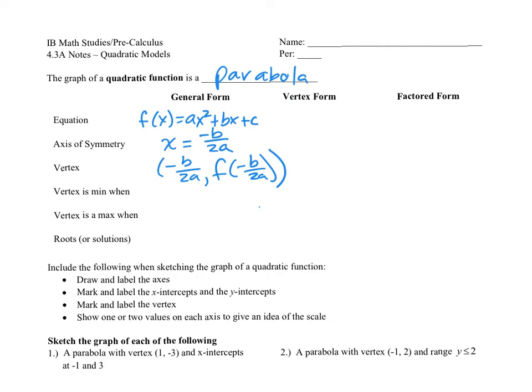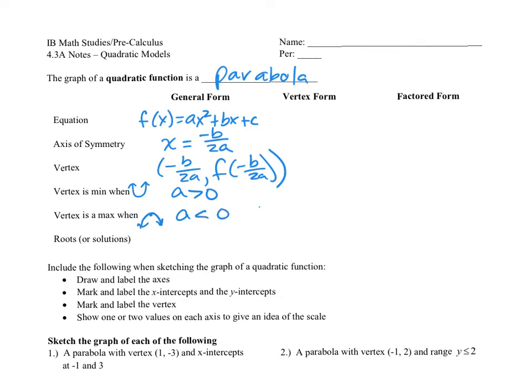You may recall that the vertex is a minimum when you have a parabola that opens upward. That means the vertex will be a minimum, and that's going to happen whenever the a value, the leading coefficient, is positive. And the vertex would be a maximum when the graph is upside down. The vertex will be a maximum when that leading coefficient is negative.